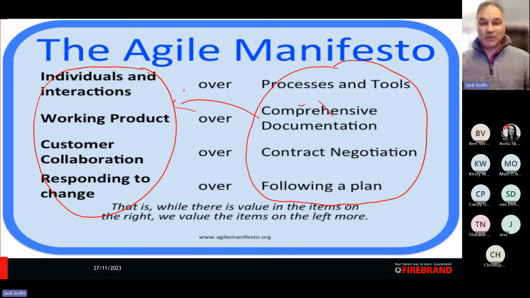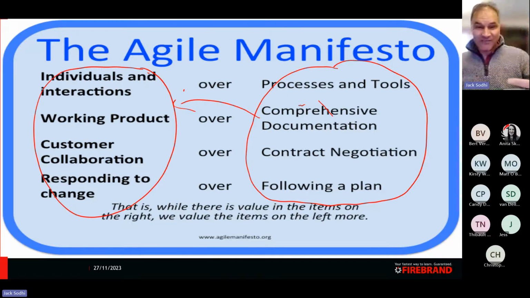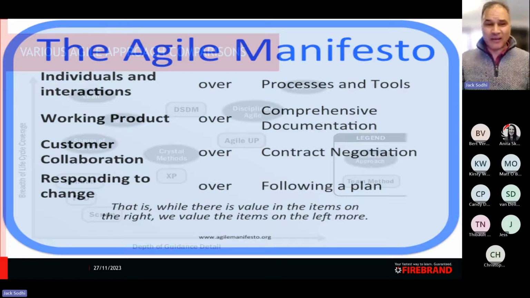Individual interactions was really the Crystal method, which was a major input into that element, because Crystal methods were using more individuals and interactions as opposed to following certain processes. The working product, this used to be called working software. So they're saying it's much easier if you've got something physical to use as opposed to reading a document, and collaborating with the customer instead of negotiating contracts and then responding to change instead of following the plan. So this was a manifesto, and these were the different methods which came about.